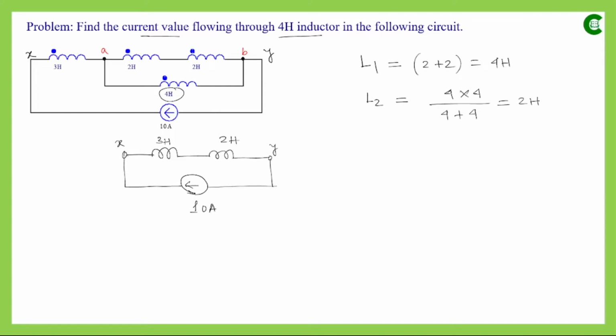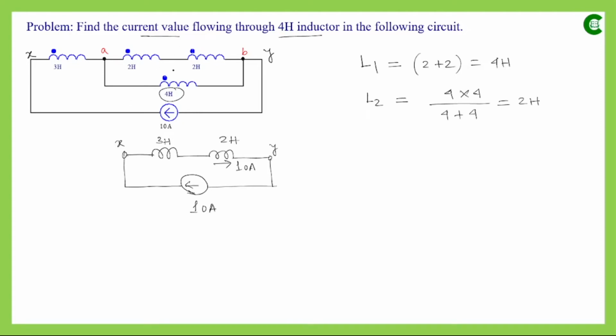Now in this modified circuit we can say that these two inductors are connected in series, and with that this current source is also connected in series. So this 10 ampere current will be flowing through each of these inductors, through this 3 Henry inductor and also the 2 Henry inductor, which is the equivalent of this whole circuit. So through the 2 Henry inductor also, this 10 ampere current will be flowing. Now, where did this 2 Henry come from? This is the equivalent inductance of these two parallel paths.